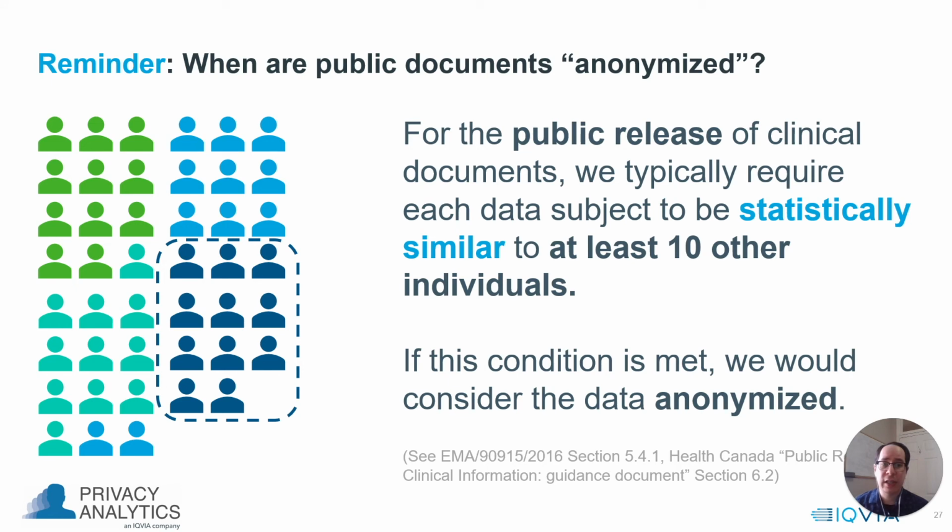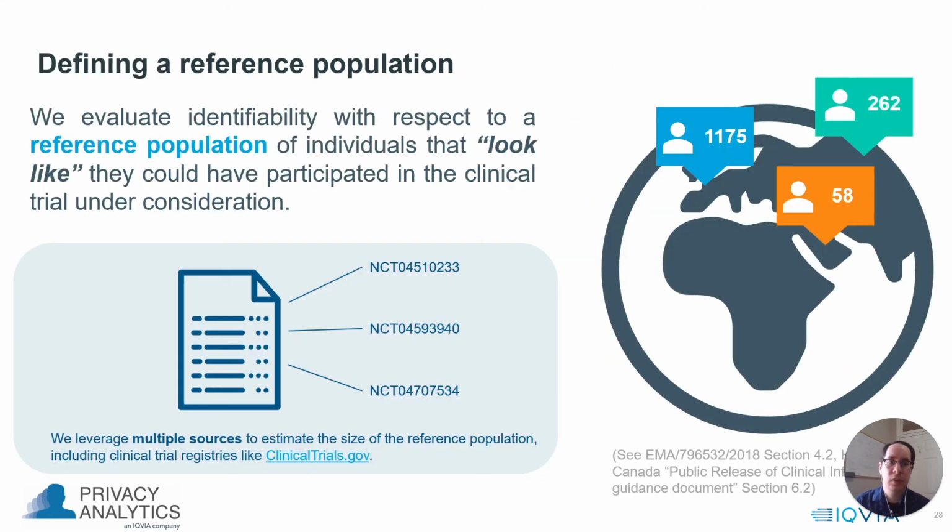And so the question is, how can you tell when someone is actually similar to 10 other people? Well, to align with existing regulatory guidance, we first have to define what's known as a reference population, and this quantity is akin to an upper bound on how similar an individual is to people in the broader population, absent any other identifying information. So in the context of CTT, typically we take this quantity to be the number of people that were in similar clinical trials at the time, based on their demography and the condition being treated. So they look like they could have been part of the study, essentially.